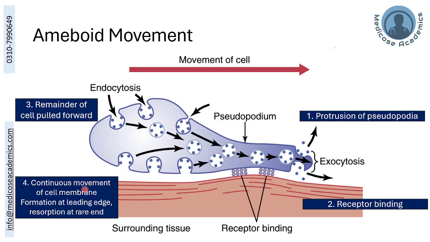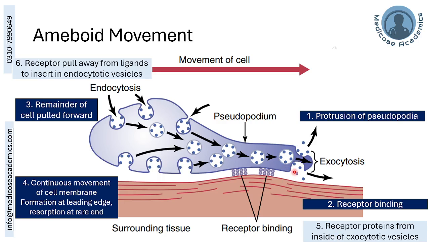Continuous movement of the cell membrane, formation at the leading edge by the protrusion of pseudopodia, and resorption at the rear end will occur. Receptor proteins from inside of the exocytotic vesicle will keep on being exposed to the cell membrane at this leading end, and receptors will be pulled away from ligands to insert in the endocytotic vesicles on the rear end.